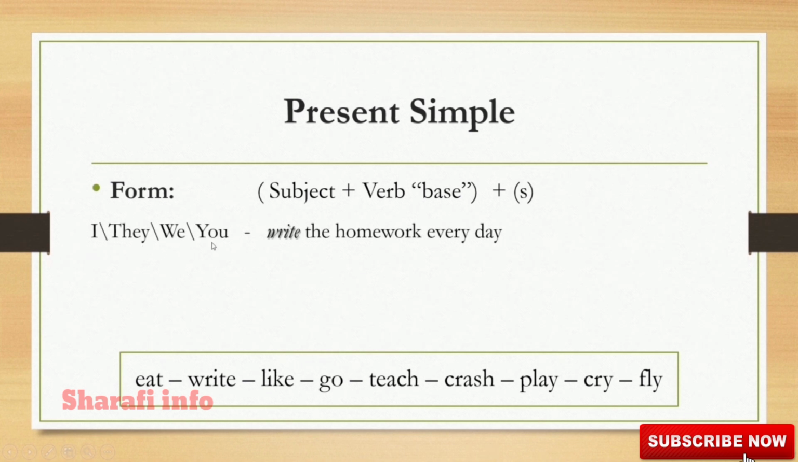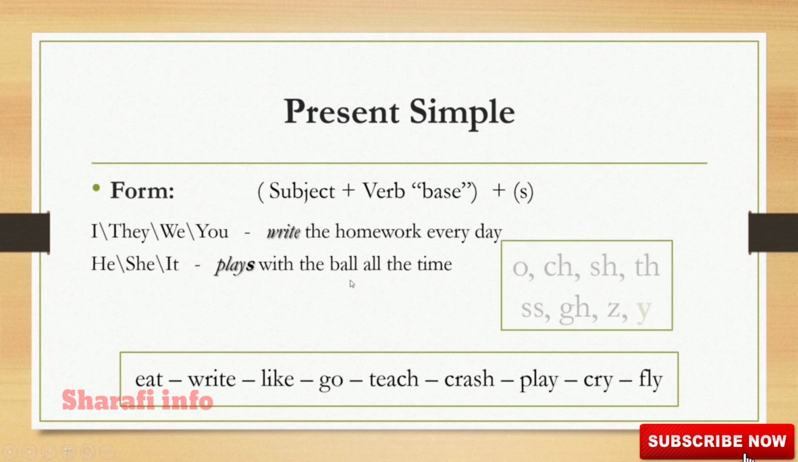With I, they, we, and you, the verb will always be in the base form. I write the homework every day, or we write the homework every day. On the other hand, if the subject is he, she, or it, we add s to the verb. So if the subject is I, we say I play with the ball, but if the subject is he, we say he plays with the ball all the time, or she plays with the ball all the time.